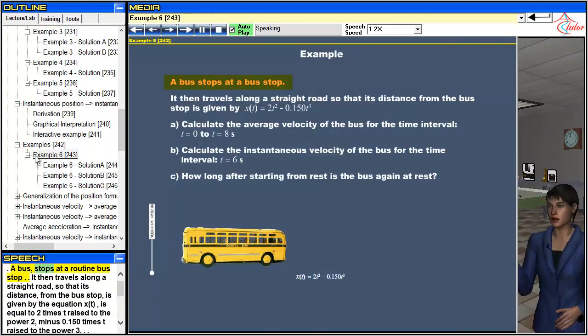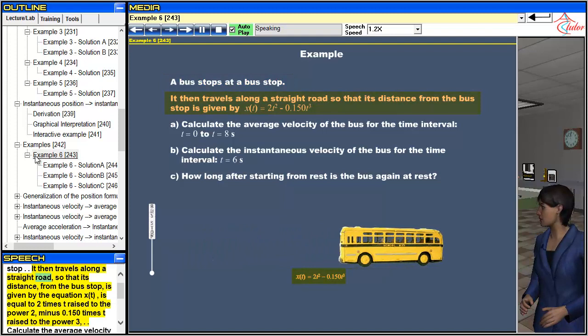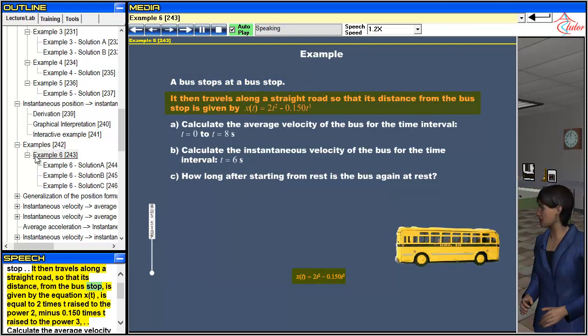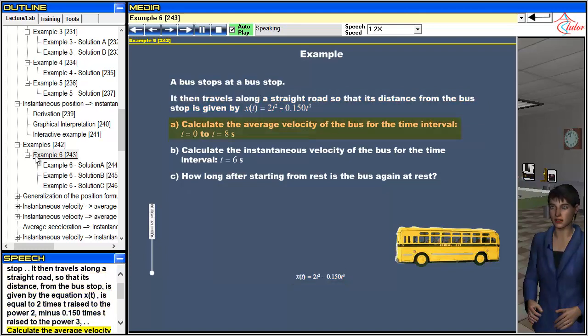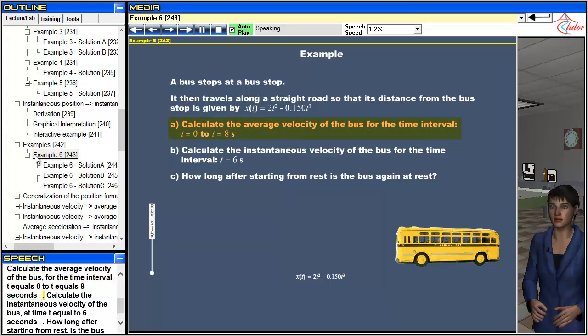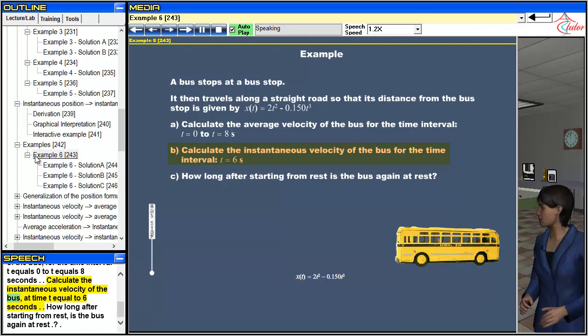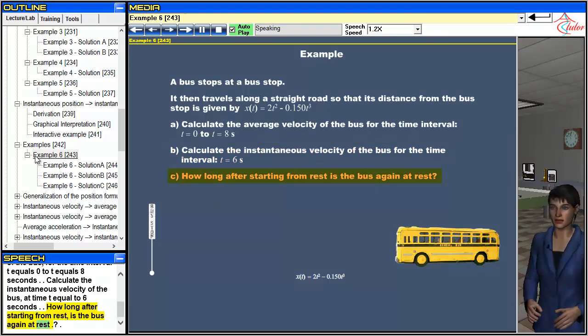A bus stops at a routine bus stop. It then travels along a straight road, so that its distance from the bus stop is given by the equation x of t is equal to 2 times t raised to the power 2 minus 0.150 times t raised to the power 3. Calculate the average velocity of the bus for the time interval t equals 0 to t equals 8 seconds. Calculate the instantaneous velocity of the bus at time t equal to 6 seconds. How long after starting from rest is the bus again at rest?